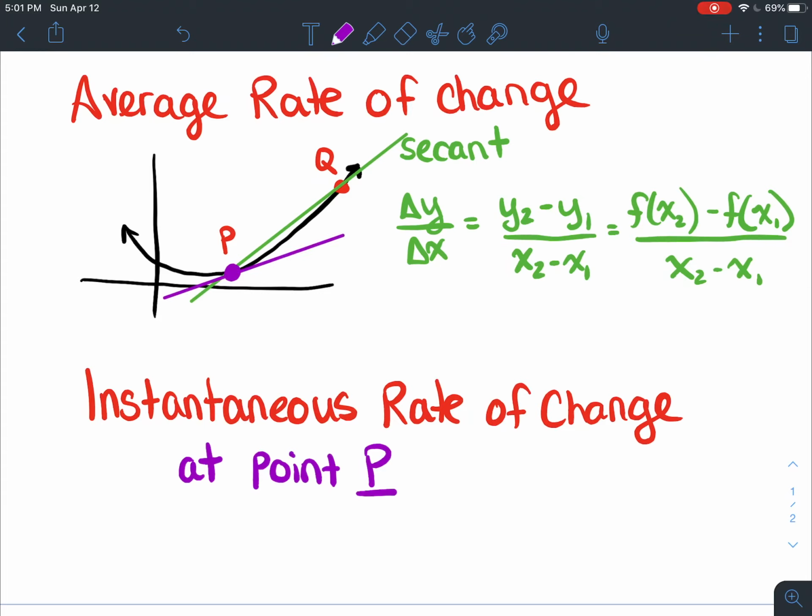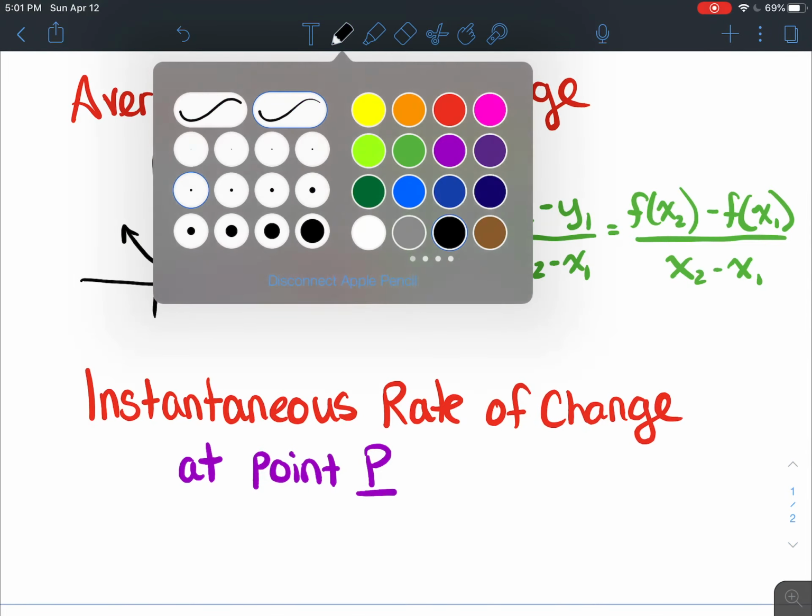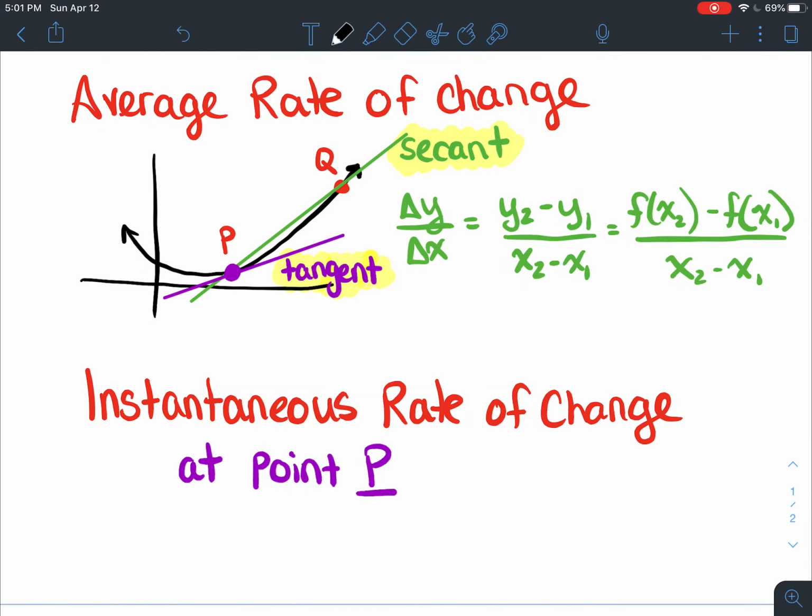So instantaneous rate of change is found by using a tangent to the curve, whereas average rate of change is found using a secant. These two terms are very important, secant and tangent. So I'm just going to repeat that again. Secant for average rate of change, and tangent for instantaneous rate of change. Okay, let's do an example.